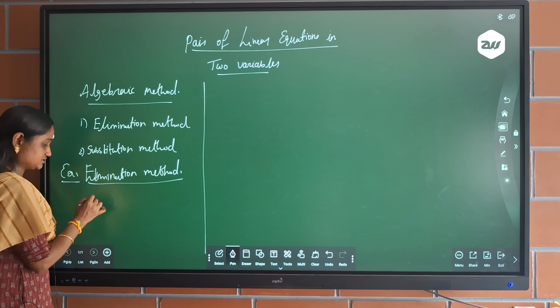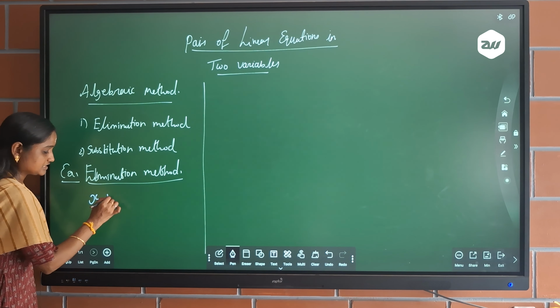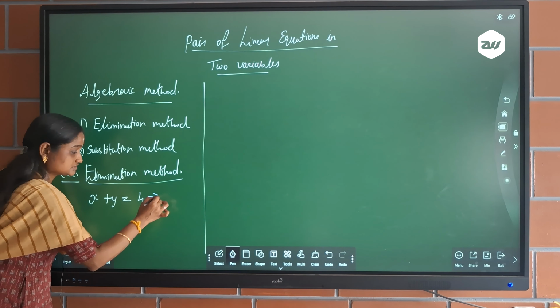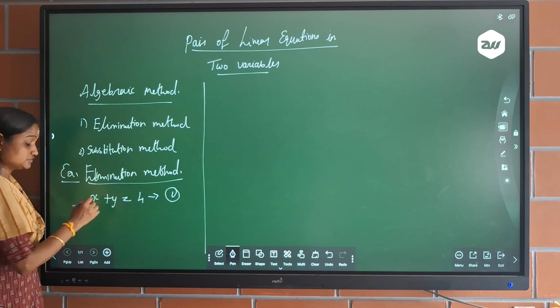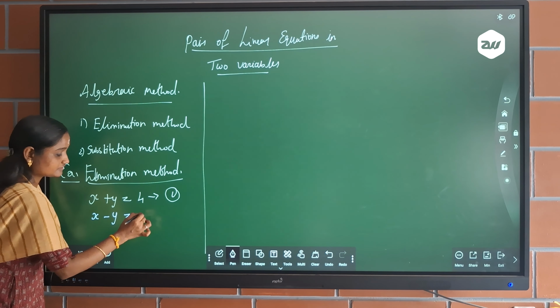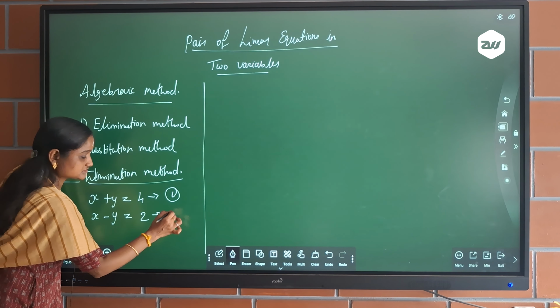First we'll take 2 equations. ஒரு ரெண்டு equation எடுத்துக்கலாம். சரிங்களா? x plus y is equal to 4 ங்கிறது ஒரு equation. This is equation number 1. So next equation we will write it as x minus y is equal to 2. 2 simple equations we will take.